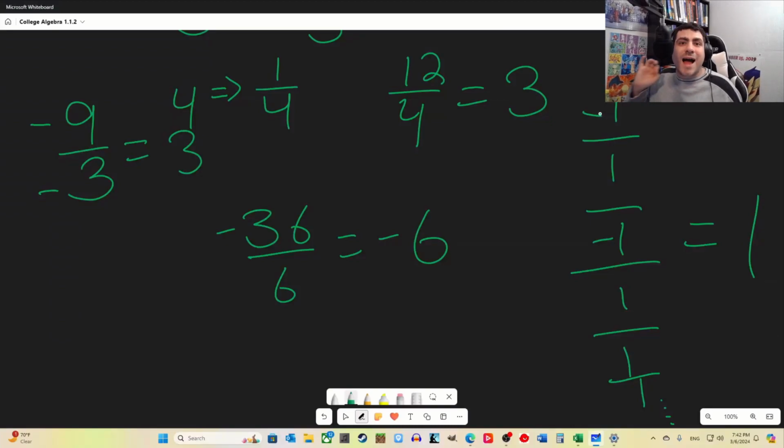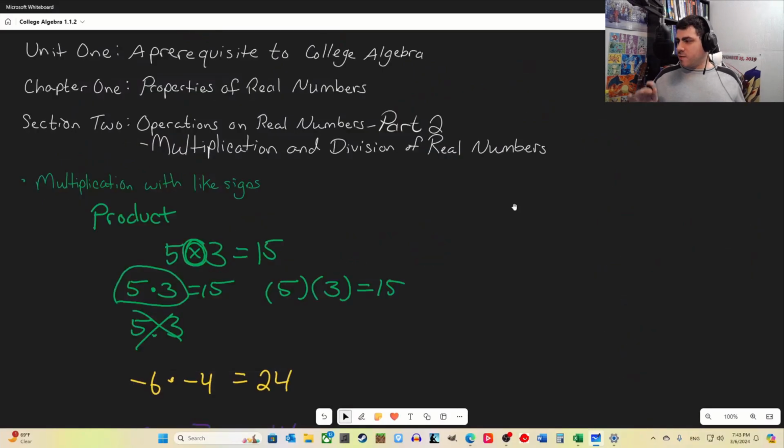This does not apply to sums and differences. Only to products and quotients. Remember that. And by extension of products, that includes exponents. And we'll get to that very soon. I think we have another 2 more lessons before we start on exponents. So that was multiplication and division of real numbers.